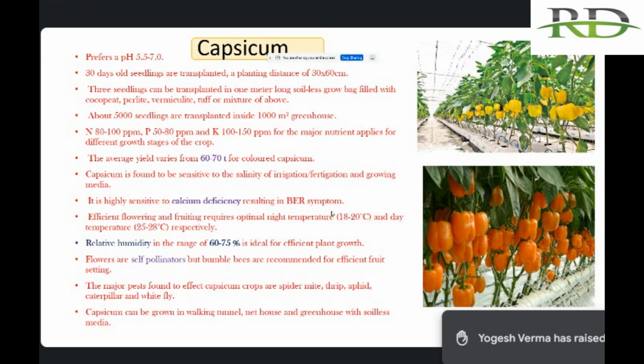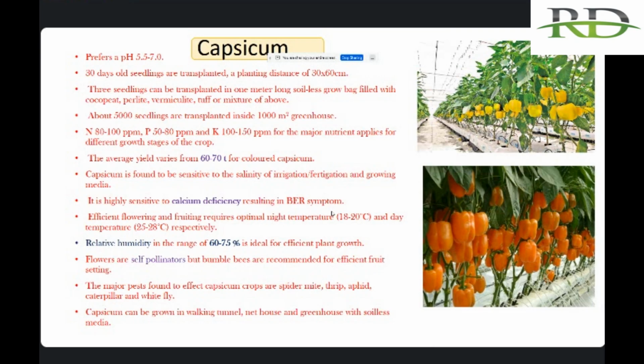The major pests which can affect capsicum crops are spider mite, thrips, aphid, caterpillar, and whitefly. From time to time, we need to give insecticide sprays to control the situation. It can be grown in a walk-in tunnel, net house, or greenhouse system with a soilless media.